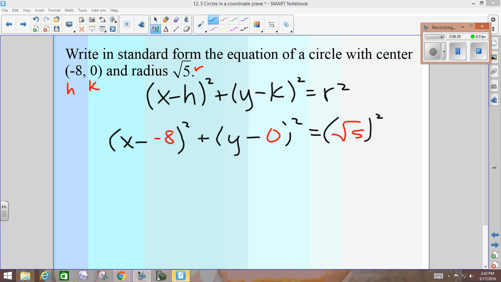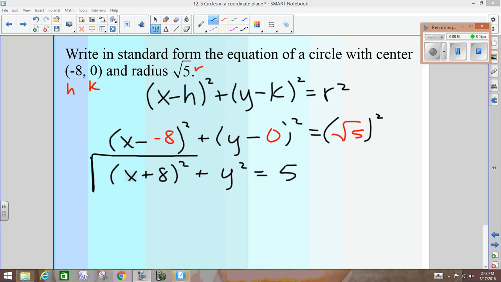X minus negative 8 becomes what? Becomes x plus 8. Y minus 0, you can leave it as y minus 0, but y minus 0 would just be y, so you could also just write y squared, it wouldn't matter. And then what's the square root of 5 squared? The square root of 25 is 5, good. So this is the equation of that circle.